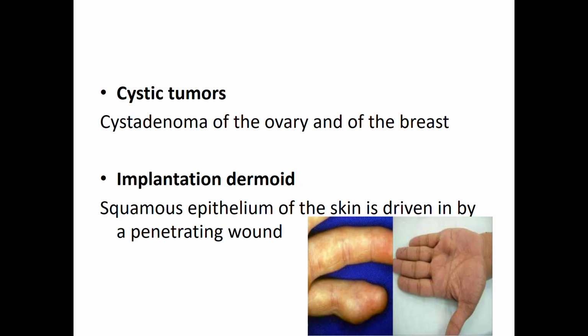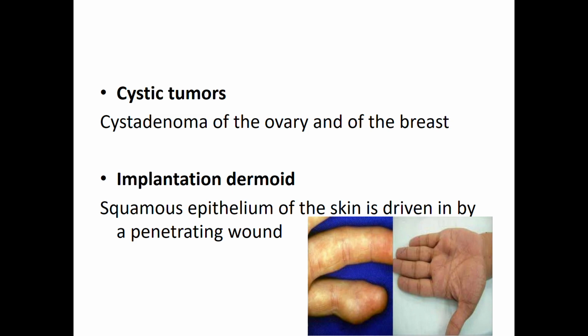Then you have the cystic tumors. So cystic tumors, that is the cyst arising from the ovary and of the breast, are examples. The other type is the implantation dermoid. What happens here? This is usually seen after an injury, especially a penetrating injury. Here, some of the dermal cells may be pushed inside, because of which it can give rise to a cyst.